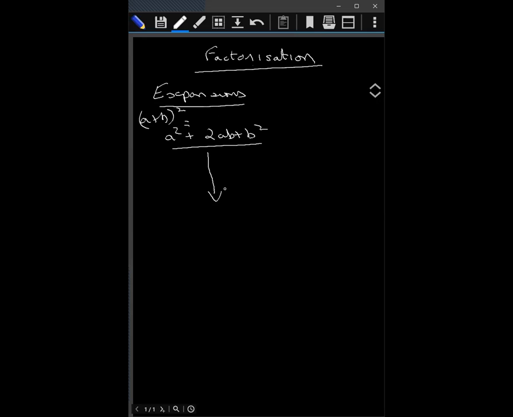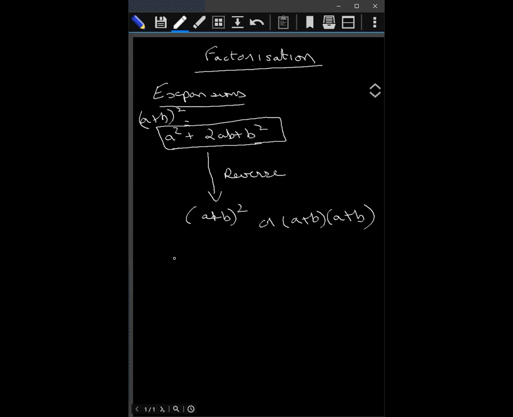Factorization is the exact reverse. That means we will be given a squared plus 2ab plus b squared, and we need to factorize it into a plus b, the whole thing squared, or a plus b into a plus b. So factorization is the exact reverse process of expansion. Is that clear?